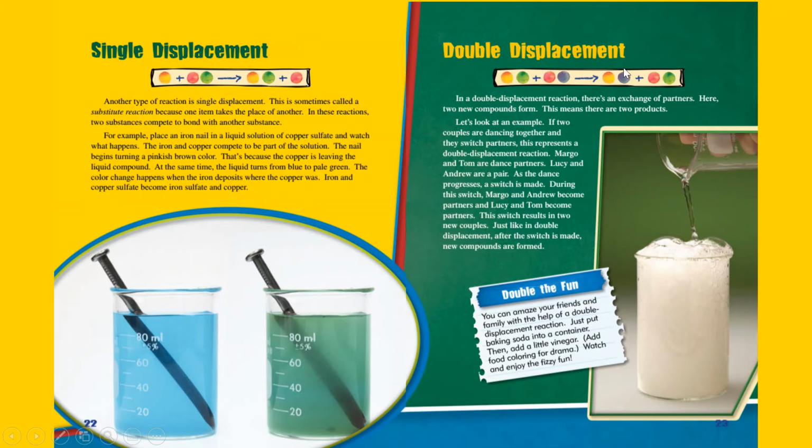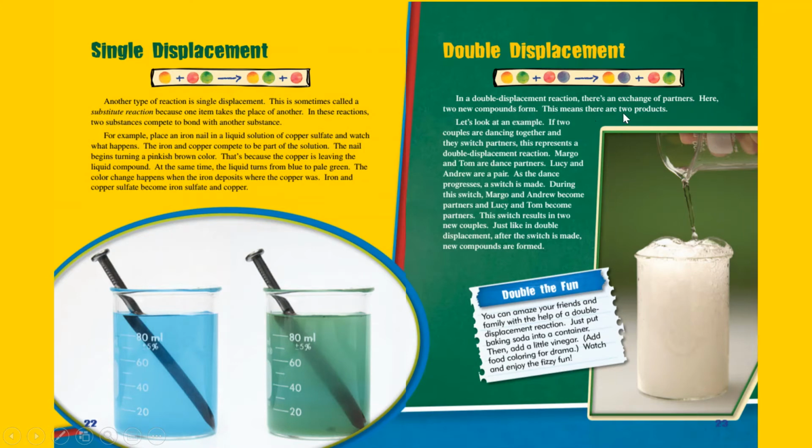Double displacement, where an orange and green plus a pink and purple turn into an orange and purple plus a pink and green. In a double displacement reaction, there's an exchange of partners. Here, two new compounds form.